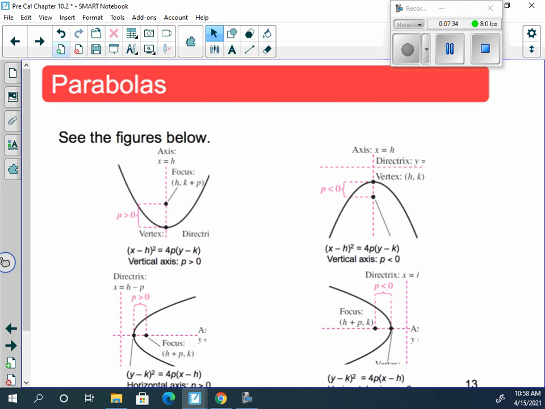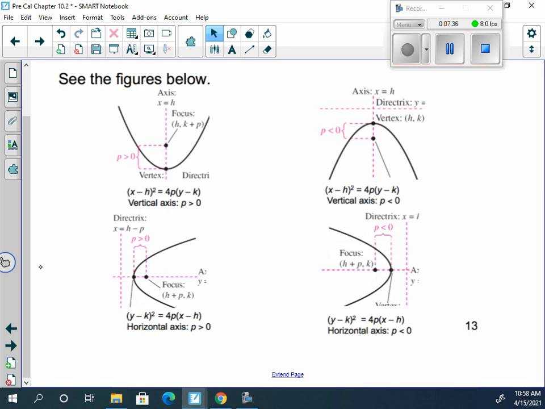So we look at this here. x minus h squared is equal to 4p times y minus k, our top equation. Our focus is h comma k plus p. And when we have y minus k squared, our focus is h plus p comma k. So as we have here. Any questions on this here?